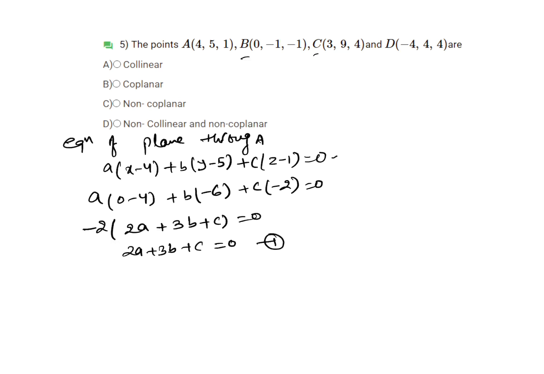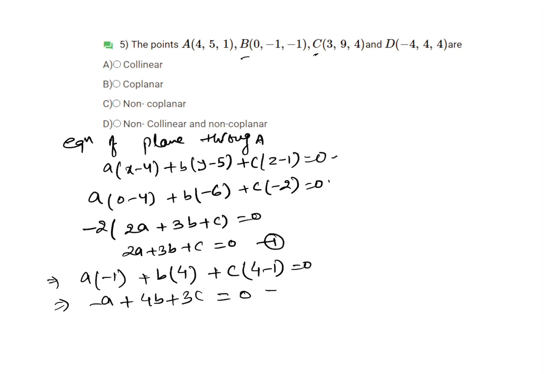Now we have also supposed point C lies in this plane, so put the coordinates of point C. A times (3 - 4), so -A, plus B times (9 - 5), so 4B, plus C times (4 - 1), so 3C, is equal to 0. So this becomes -A + 4B + 3C = 0. This is equation 2.